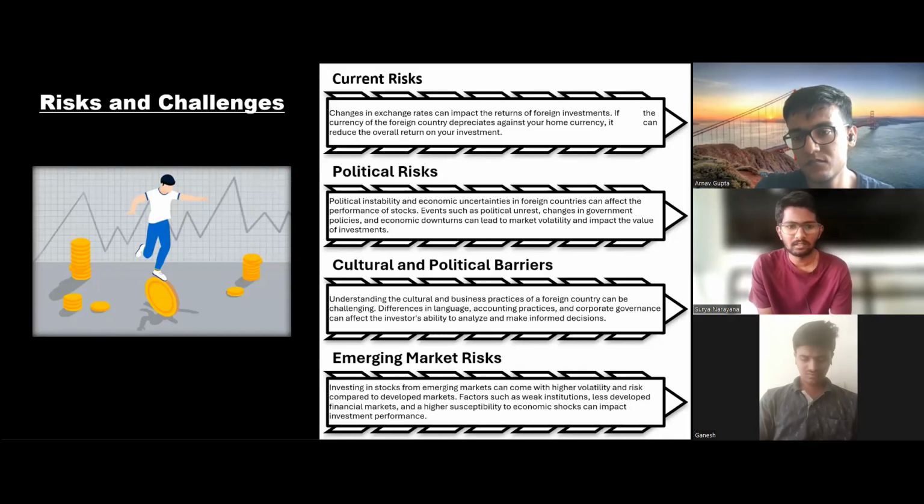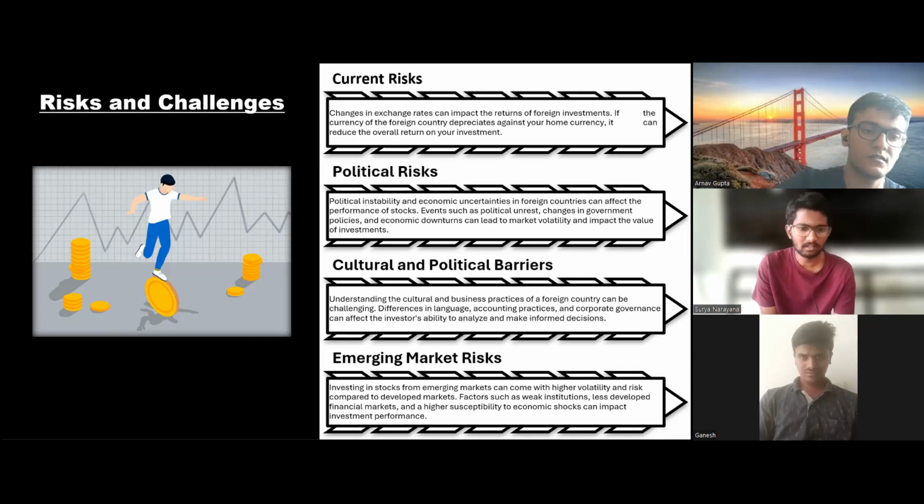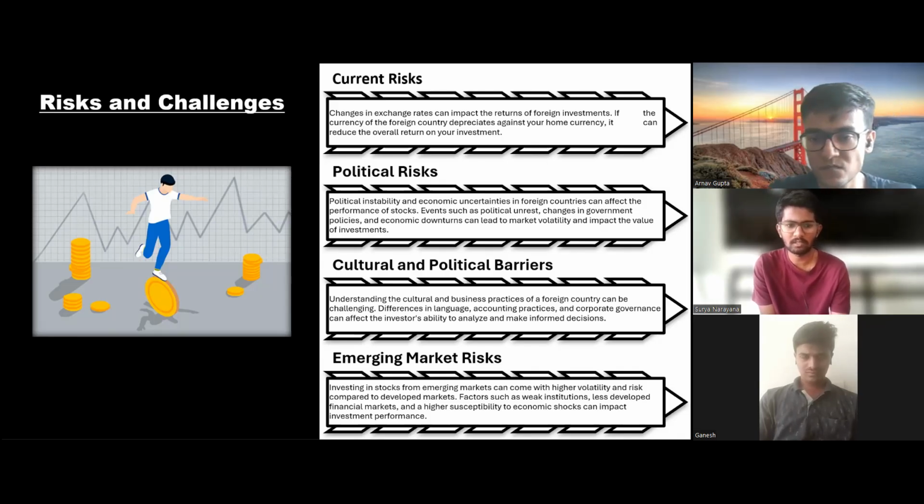Cultural and language barriers. Understanding the cultural and business practices of a foreign country can be challenging. Differences in language, accounting practices, and corporate governance can affect the investor's ability to analyze and make informed decisions. Emerging market risks. Investing in stocks from emerging markets can come with higher volatility and risk compared to developed markets. Factors such as weak institutions, less developed financial markets, and higher susceptibility to economic shocks can impact investment performance.